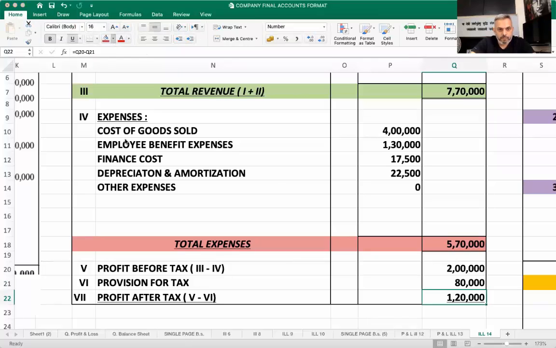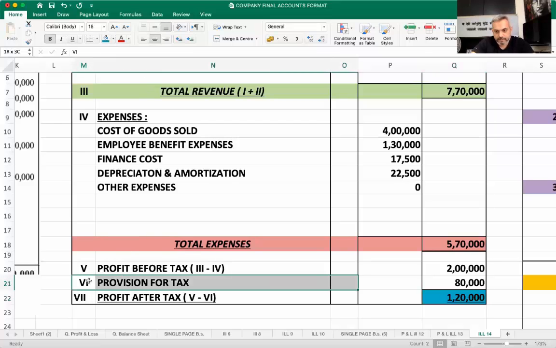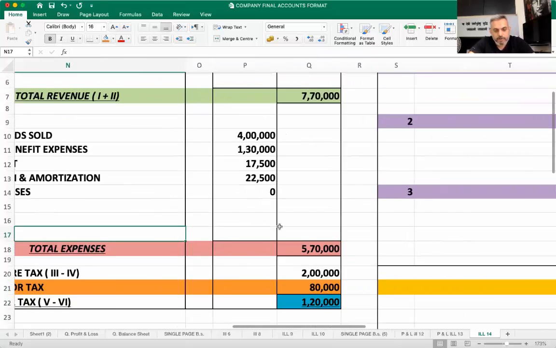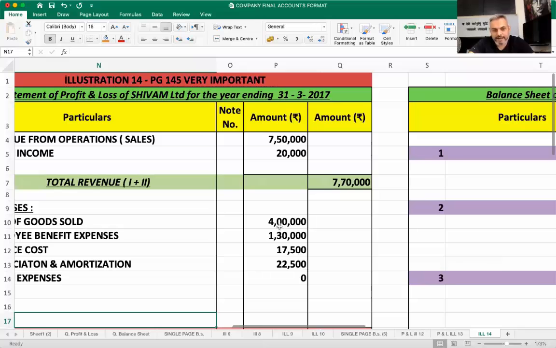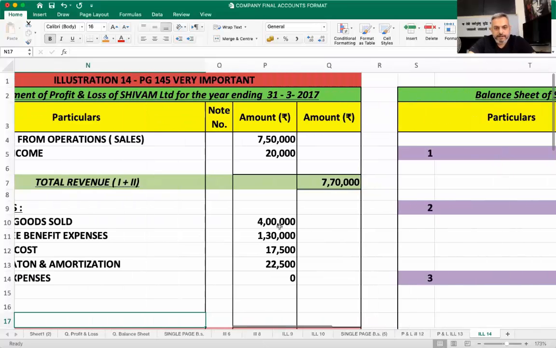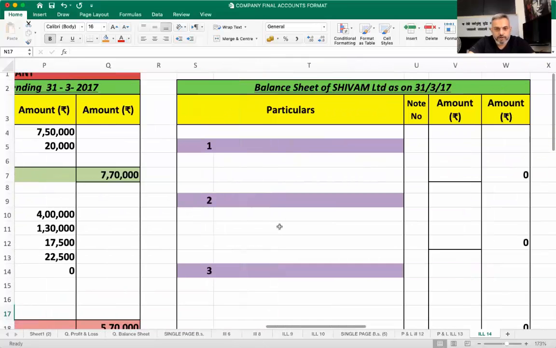So now you have to be a bit careful over here because this provision for tax will have one more effect, and that effect will be in the balance sheet. So I'm highlighting it, provision for tax. Okay, short-term provision, that's the heading. Now let's go for balance sheet.